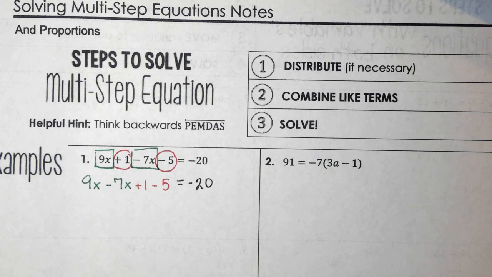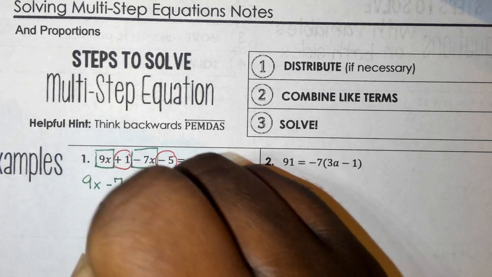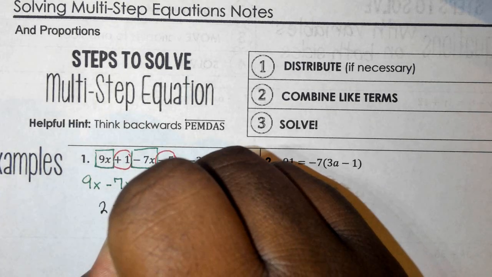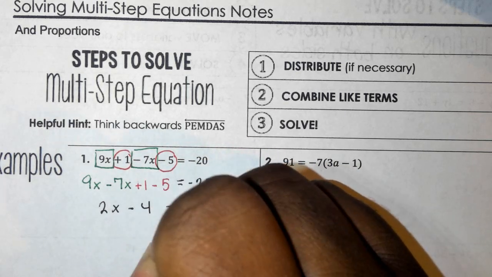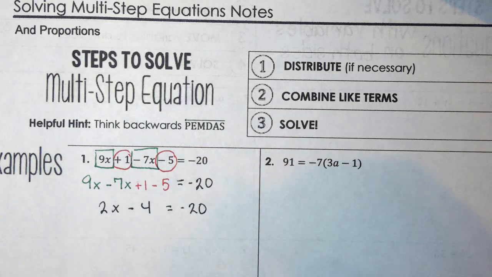So then I want to combine like terms. 9x minus 7x is 2x. And then you have a positive 1 minus 5. We'll get negative 4 equals negative 20. Now I got to the point where I have just a simple two-step equation. The thing that makes this multi-step is the fact that we had to regroup, combine like terms first. But now we're back to a two-step equation, which you guys should recognize from the other day. At this point, all you got to do is take the two steps you need to take and solve.